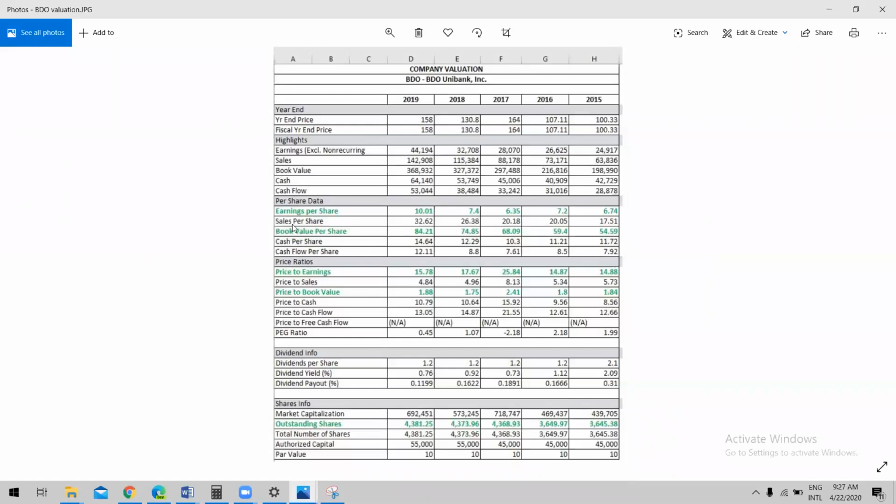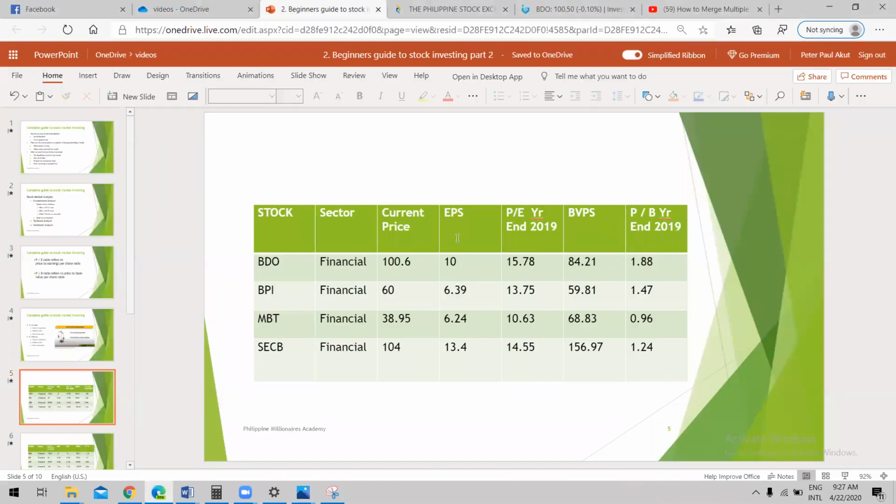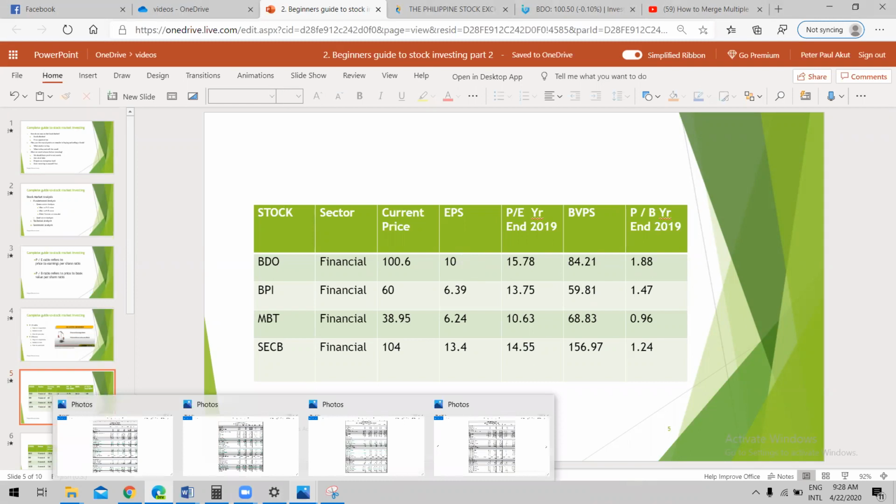So for BDO, you will see here the earnings per share, on what year? From 2015 to 2019. Then we also have book value per share for the same years. And it's also mentioned here, price to earnings and price to book value, and a lot of other information which are helpful in analyzing the fundamentals of a company. But this is our focus for now. So these figures here, from EPS to PB ratio, are taken from that statement which I have shown you.